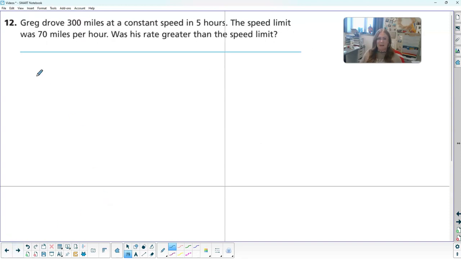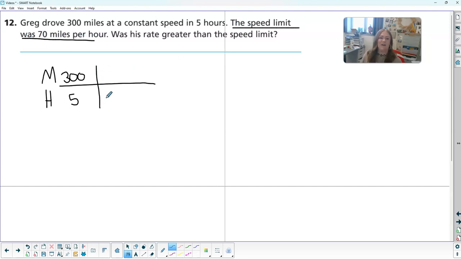Okay, and we have number 12. It says Greg drove 300 miles at a constant speed in 5 hours. So we have miles and hours. So he drove 300 miles in 5 hours. The speed limit was 70 miles in 1 hour. Was his rate greater than the speed limit? So this is what we're going to use at the end.